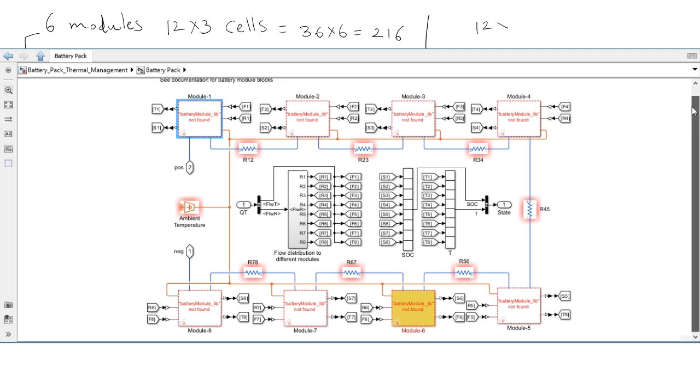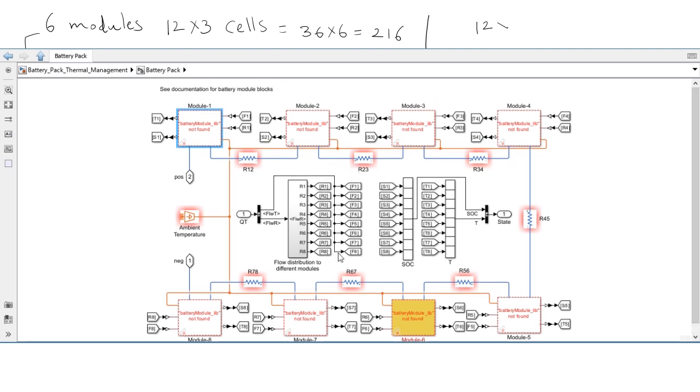Okay. This is the flow distribution to different modules, R1 to R8 and S1 to S8. S means SOC for each cell, and T is the temperature. So based on the SOC and the temperature only, the flow will be given, right? The flow rate will be given, F1. F1 is the flow rate.